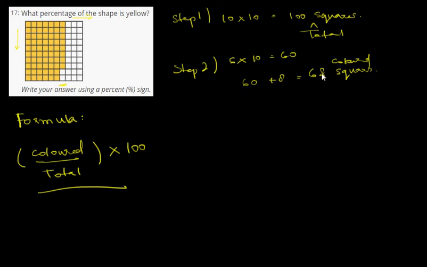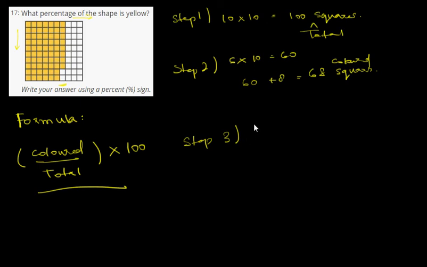So do we have all the information that we need to find the answer to this question? So we have the number of colored squares and we have the number of total squares. So yes, we do have all the information that is required. So let's move on to step 3, which is the final step.